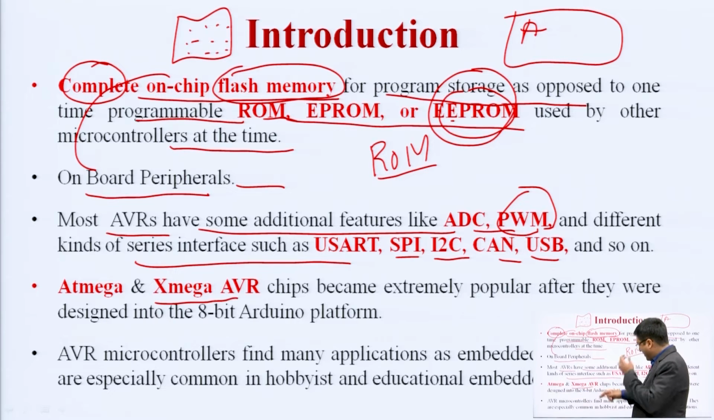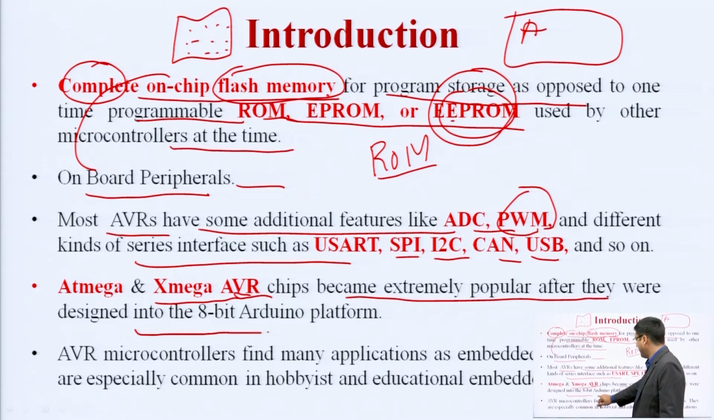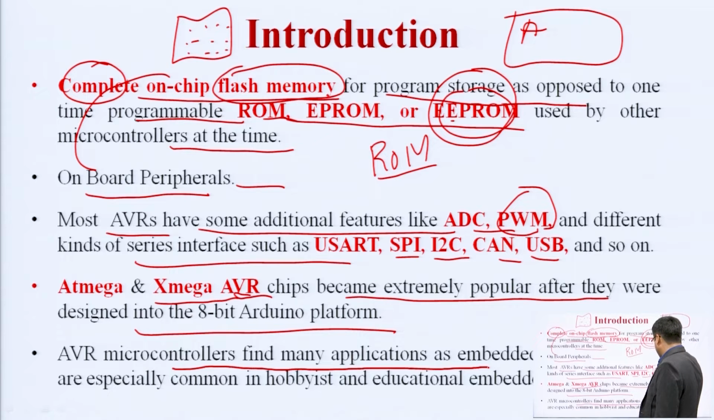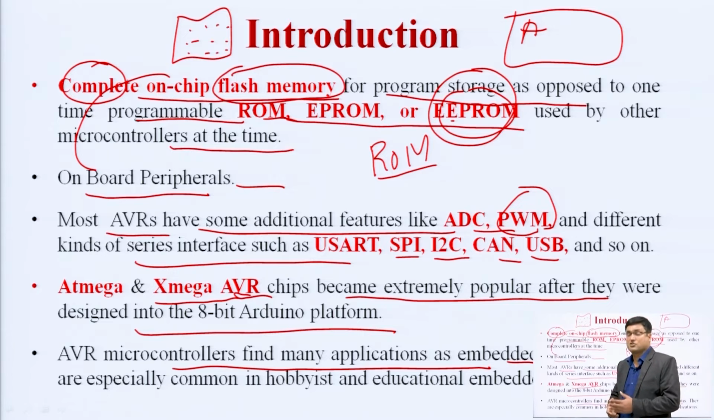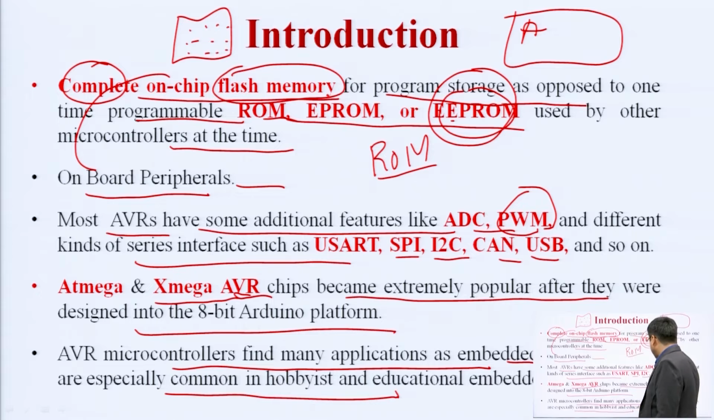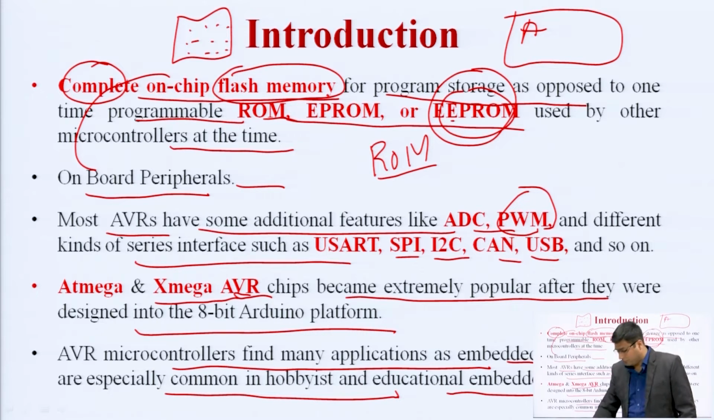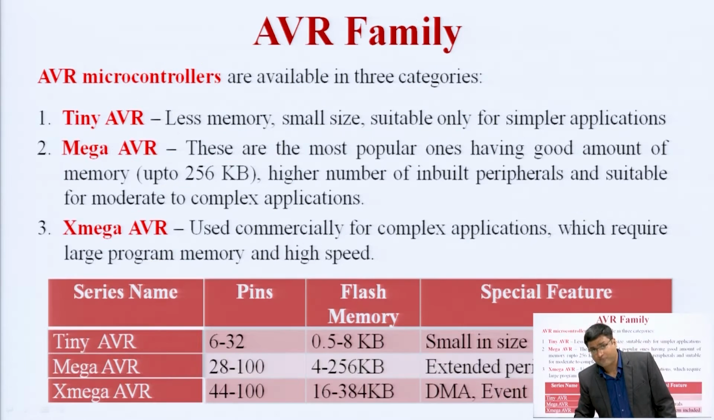Atmega and Xmega AVR. In the next slide we will see what are the different types of AVR available. So Xmega is one of them. Xmega AVR chips became extremely popular after they were designed into the 8-bit Arduino platform. AVR microcontrollers find many applications as embedded systems. In the last slide we will see the various applications of the AVR microcontrollers. They are especially common in hobbyist and educational embedded applications. So this is the basic introduction of the AVR microcontroller.